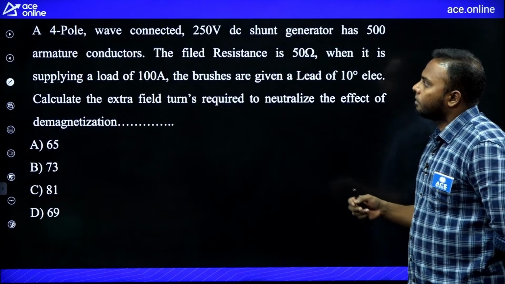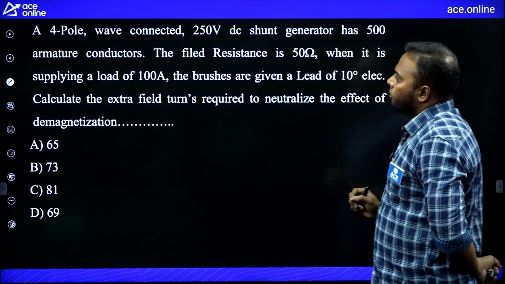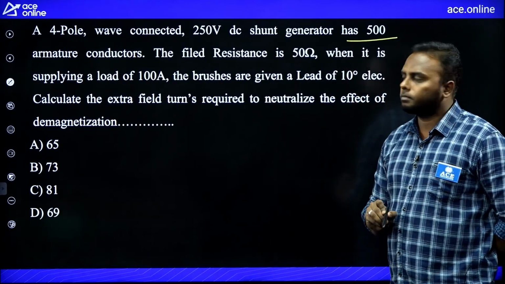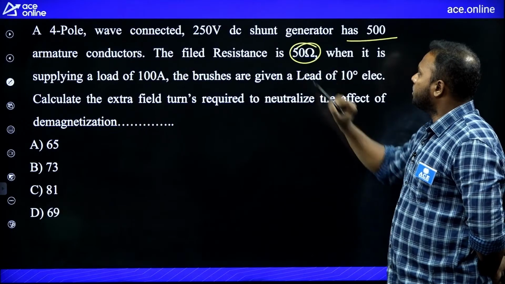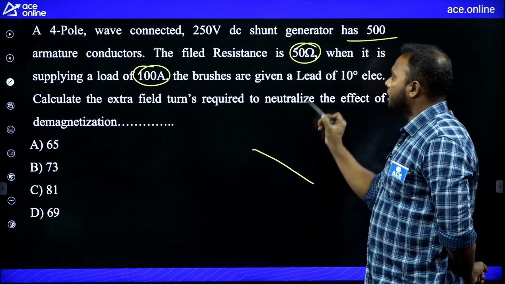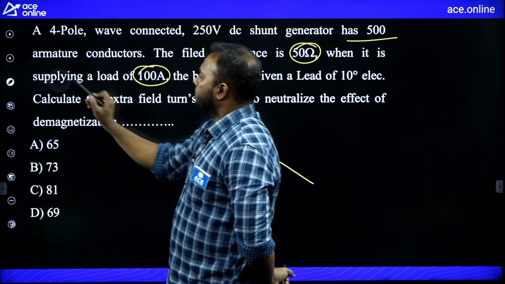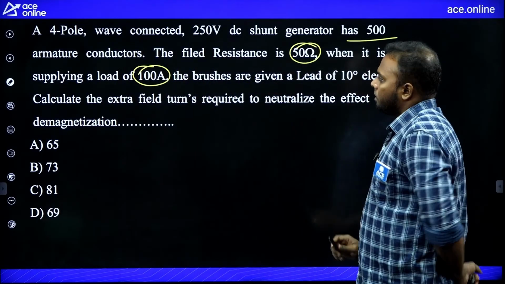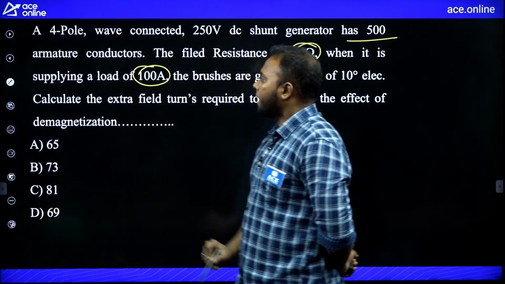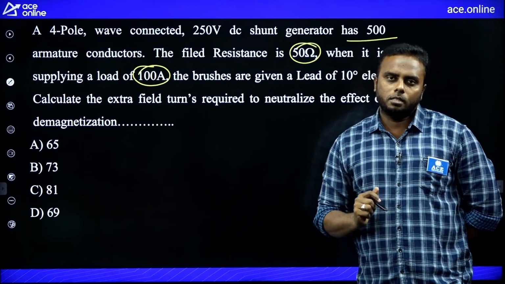See this question. This is on DC machine. Look at this. A 4-pole wave connected 250 volt DC shunt generator has 500 conductors. The field resistance is 50 ohms. When it is supplying a load of 100 amperes, the brushes are given a lead of 10 degrees electrical. Calculate extra field turns required to neutralize the effect of demagnetization.